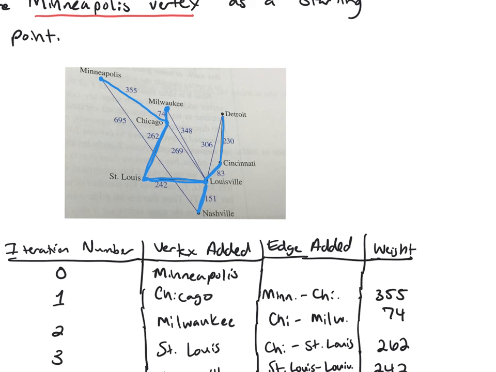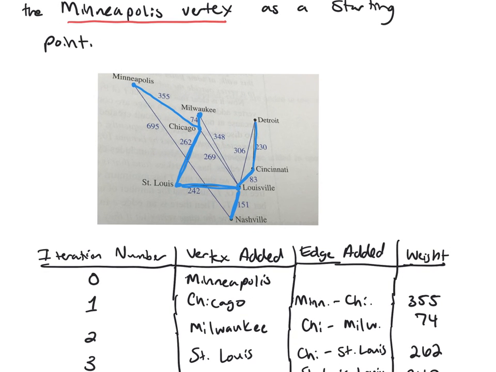Now we've touched every single city, so we can stop now. And this is the minimum spanning tree we get when we use Prim's algorithm and the starting vertex being Minneapolis. If you compare this with the one we got from Kruskal's algorithm, you'll see that we have the same edges. They just got added in a different order. And so this algorithm, it really does depend partly too on your starting vertex. Okay, so for Prim's algorithm, you have to have a starting vertex.